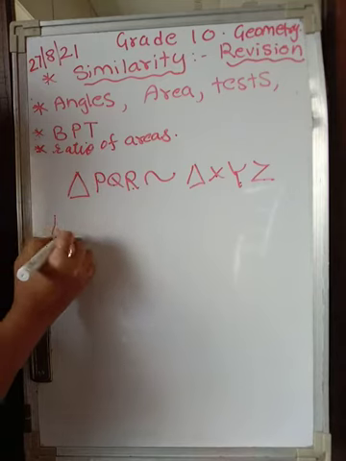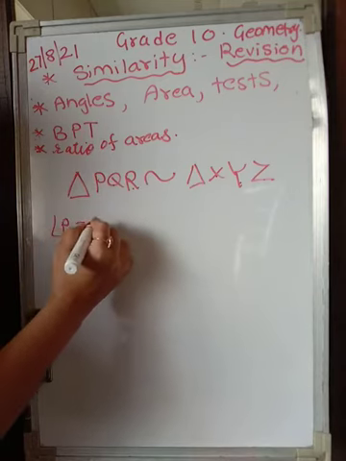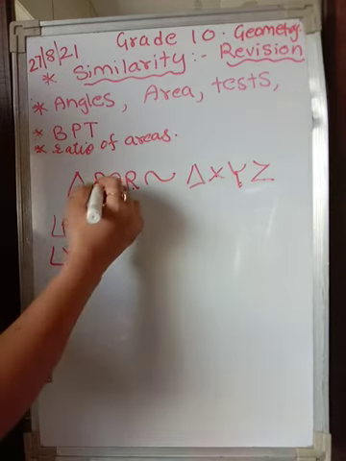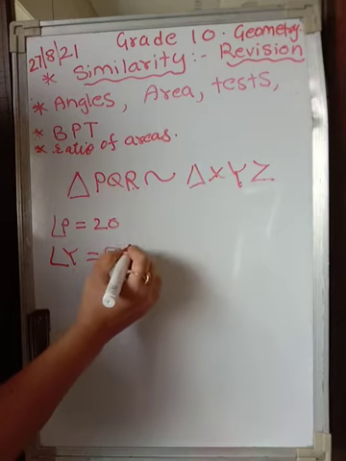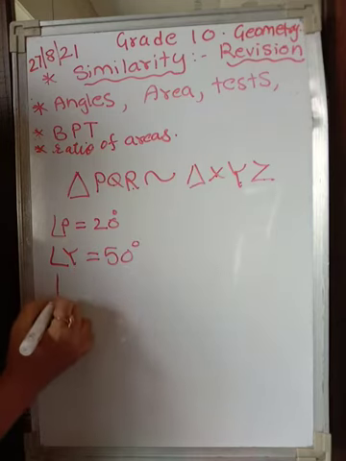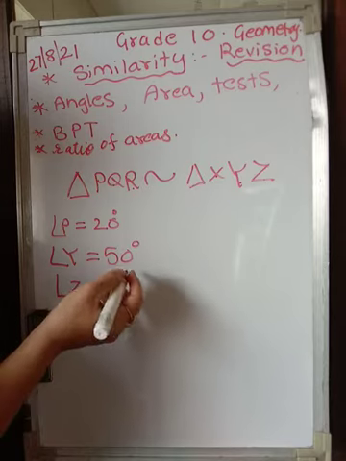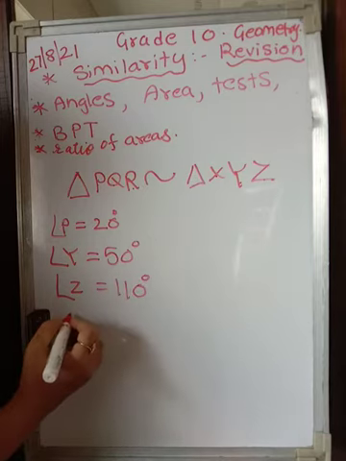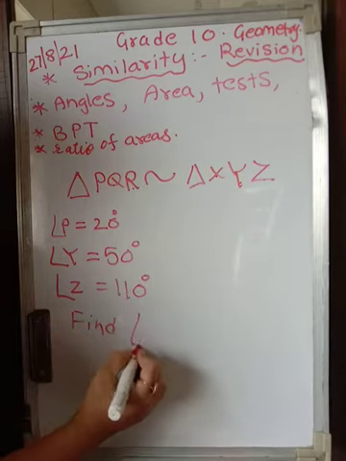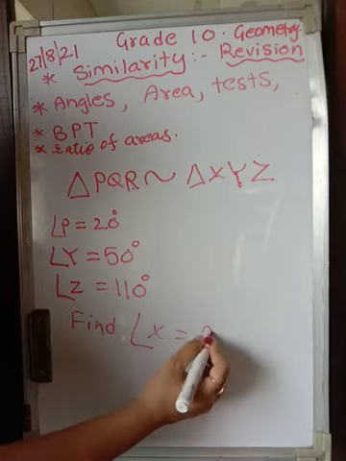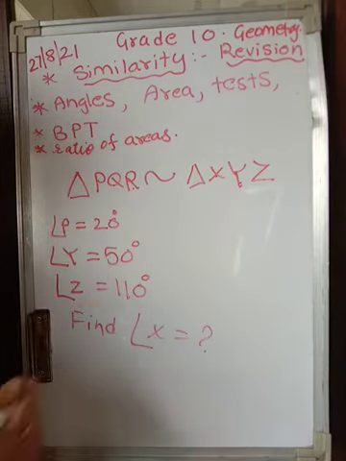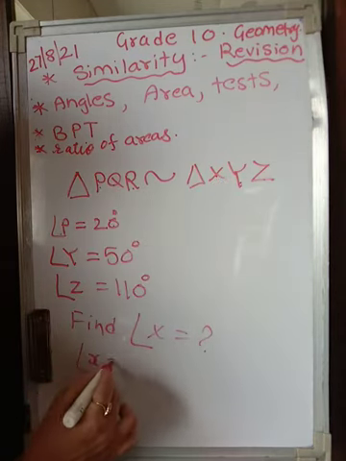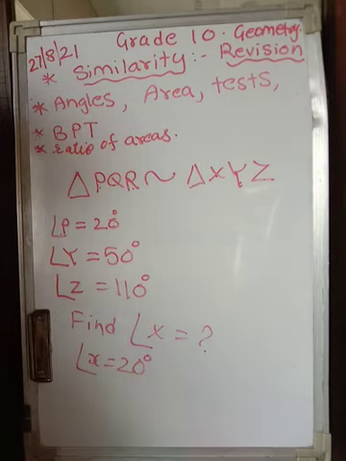So they give purposefully, for example, if angle P is equal to 20, then they will write angle Y is equal to, say for example, 50 degrees. Then they may give that angle Z is equal to, say for example, 110 degrees. So they will ask you to find the angle which is not given: X is equal to question mark. Don't concentrate on other angles. X is equal to what? P, you have 20. So immediately what should you write? Angle X is equal to 20 degrees. It is as easy as that.